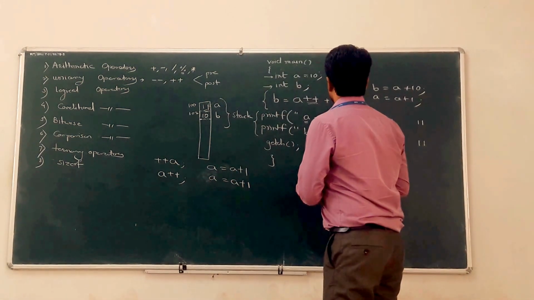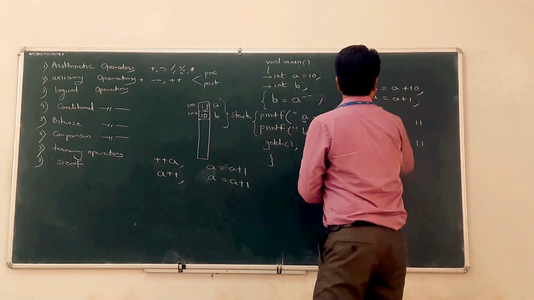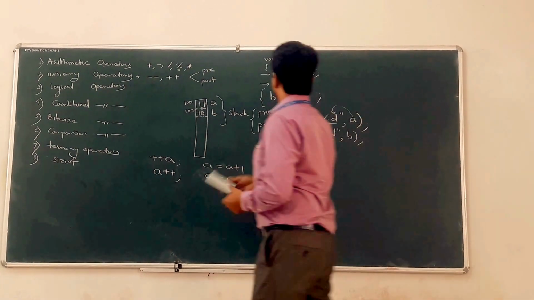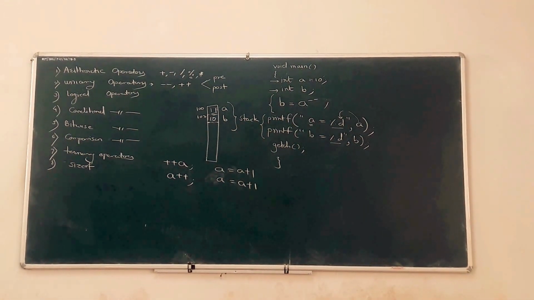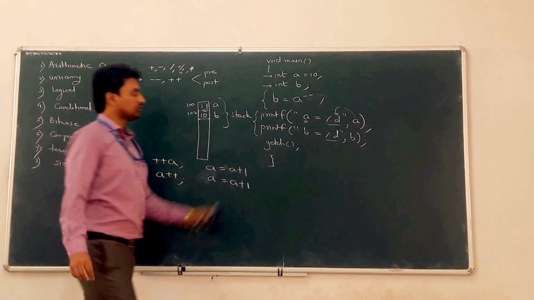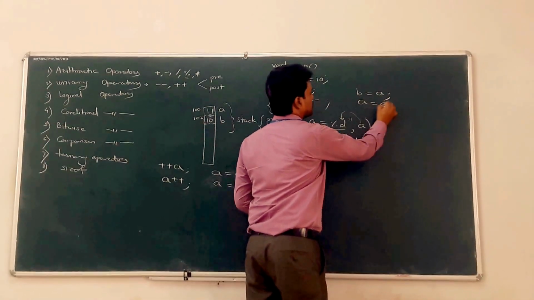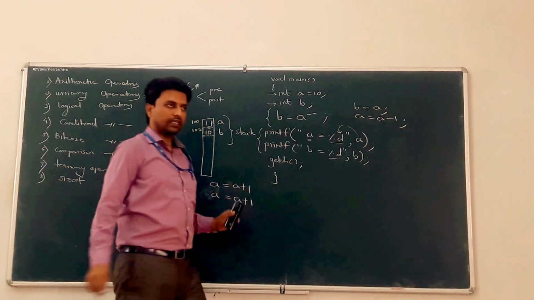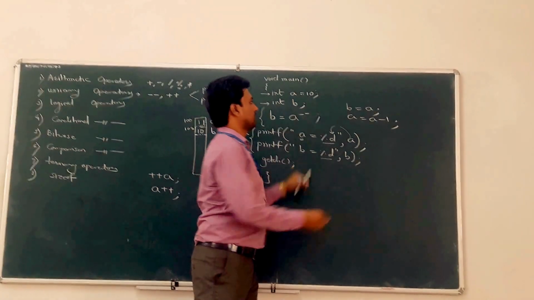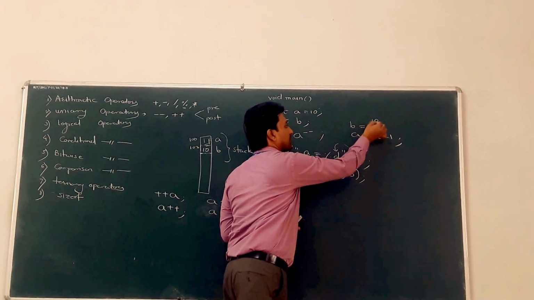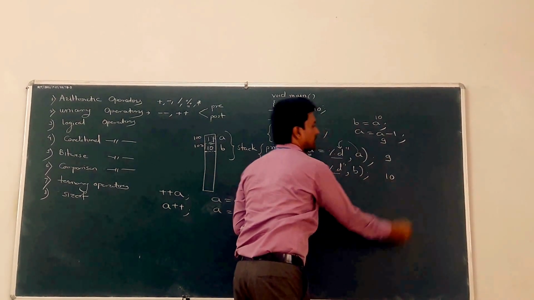Next, suppose, tell me the output of this. b = a--. So what is the output of this? First make b equal to a, and a equal to a minus 1. a-- is a minus 1. So what is the output? 10 is assigned to b and a is equal to 9. So the output is 9 and 10.